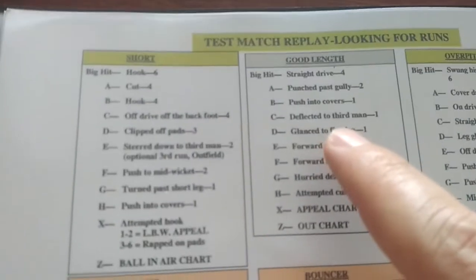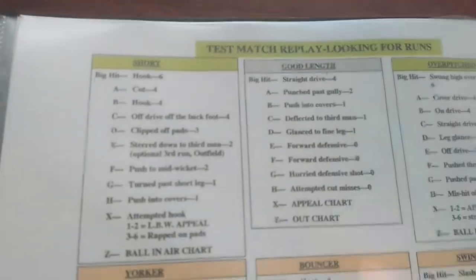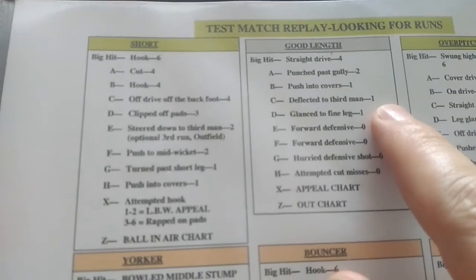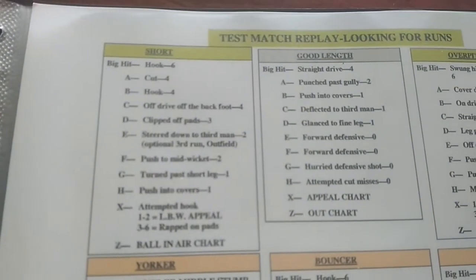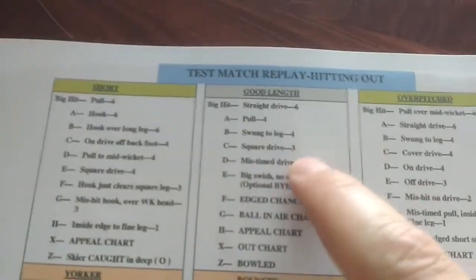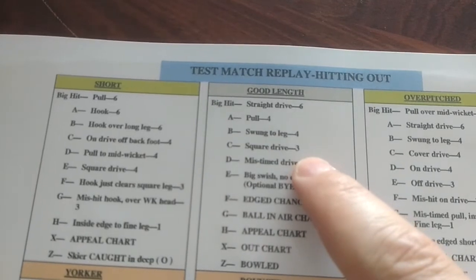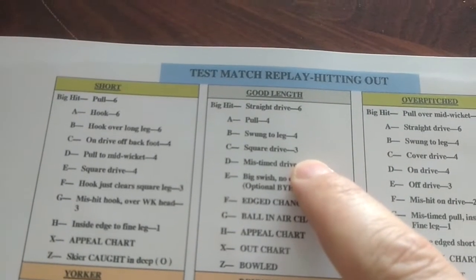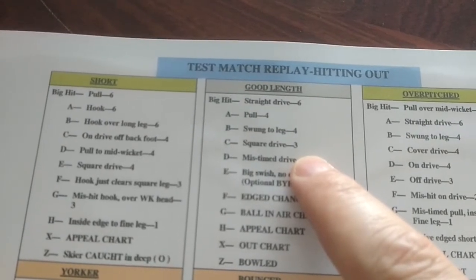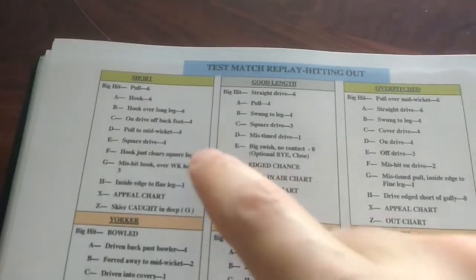On a C, when you're looking for runs, that's going to be deflected down to third man, which is a fielding position, for 1 run. So they'll get a run on that if they're being a little bit more aggressive in the looking for runs grade. And the hitting out, this time a good length C is a square drive, and he's hit that for 3 runs. Now I will try to explain in another video what some of these actual scoring shots are for square drives, pulls, hooks, things like that on drives. But that's it for another video. Let's do one last one here.